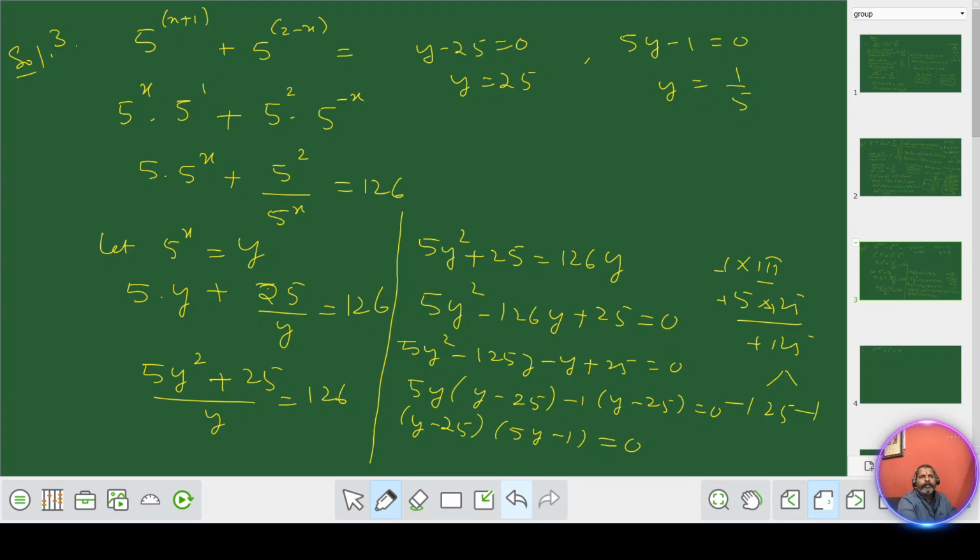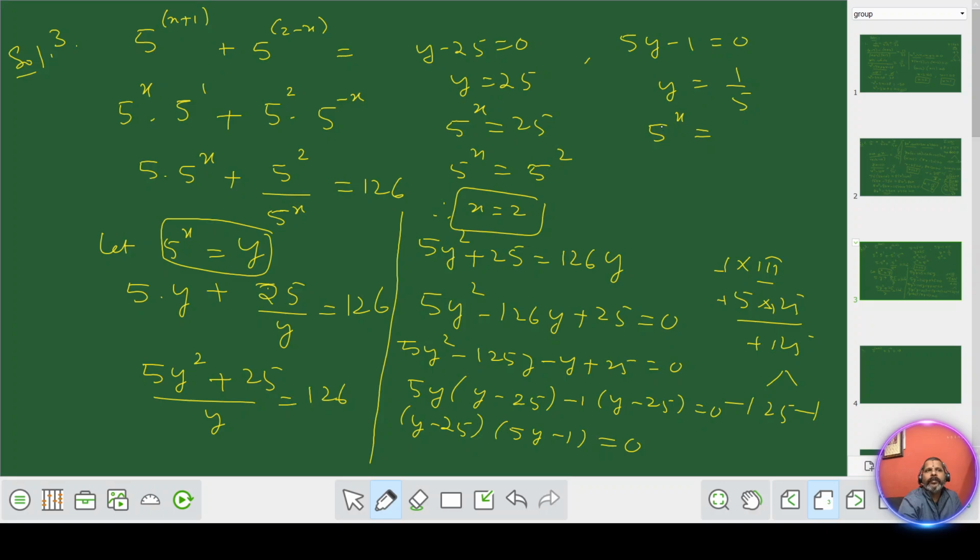This is not the final answer. We had x in the question, we have to find the value of x here. But we assumed, if you notice, y is 5 to the power x, right? So 5 to the power x is equal to 25. We know 25 is 5 square. Therefore, x equal to 2. How do we get x equal to 2? Because since bases are same, powers should be same. That is the rule.